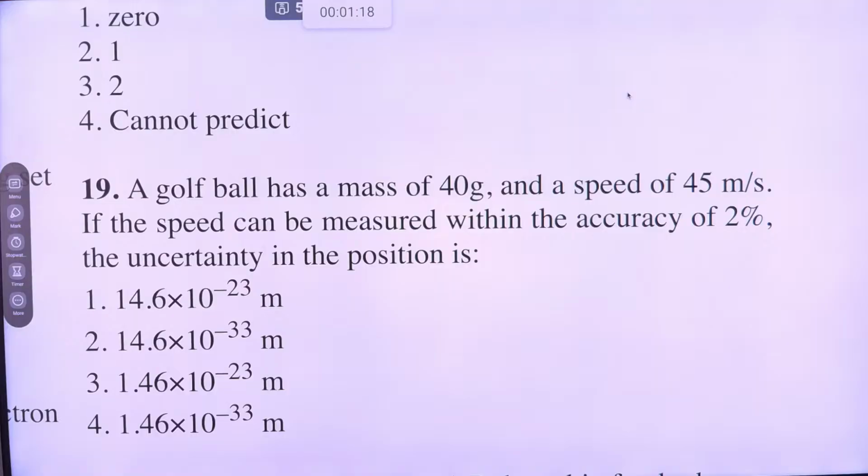Okay. Now, question number 19. A golf ball has a mass given, speed given. Speed can be measured within accuracy of 2%. The uncertainty in the position is... Okay, good. So we have to find the value of delta v, and h by 4 pi m, everything is given. Okay, try to do this question. It's a little calculative, that's why I have given a little more time for this question. 38 seconds.